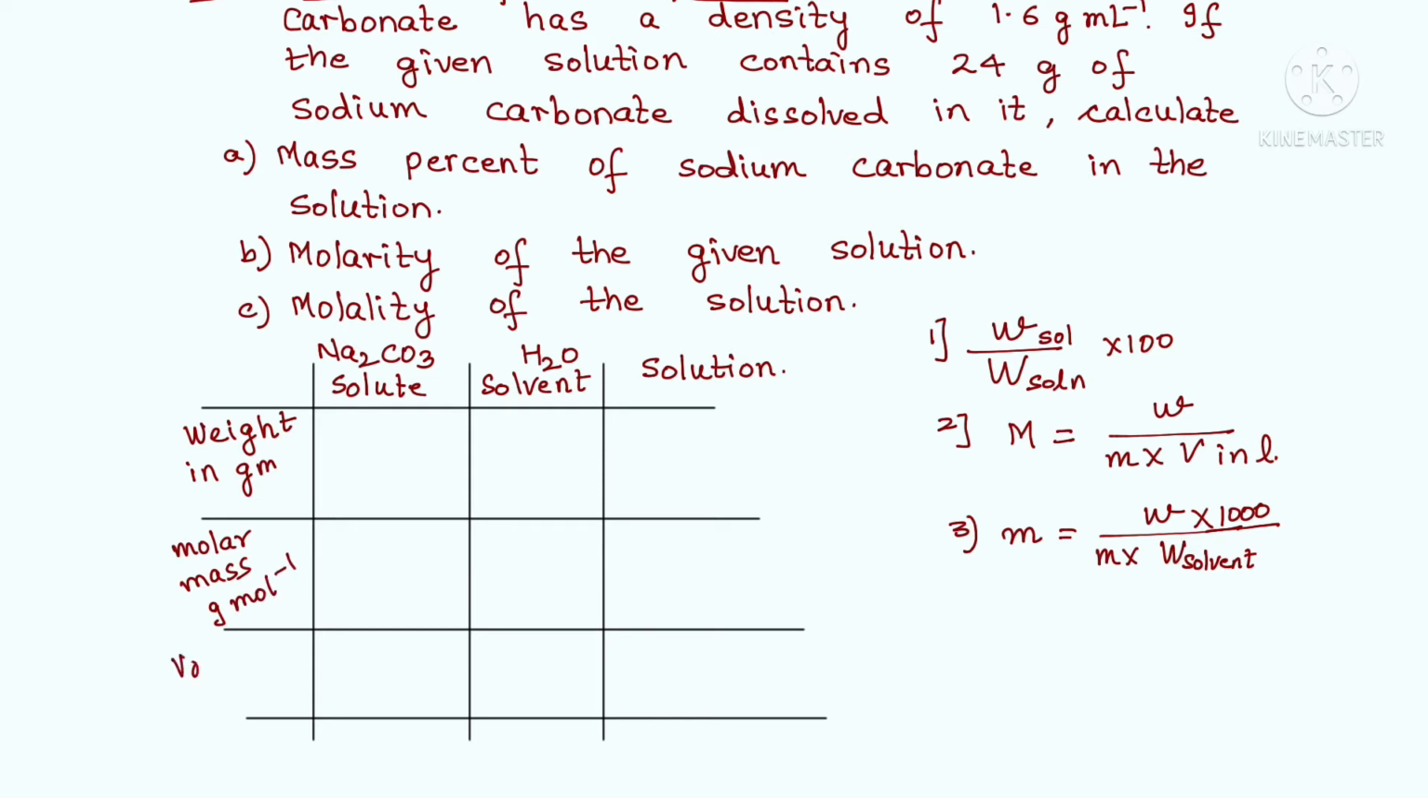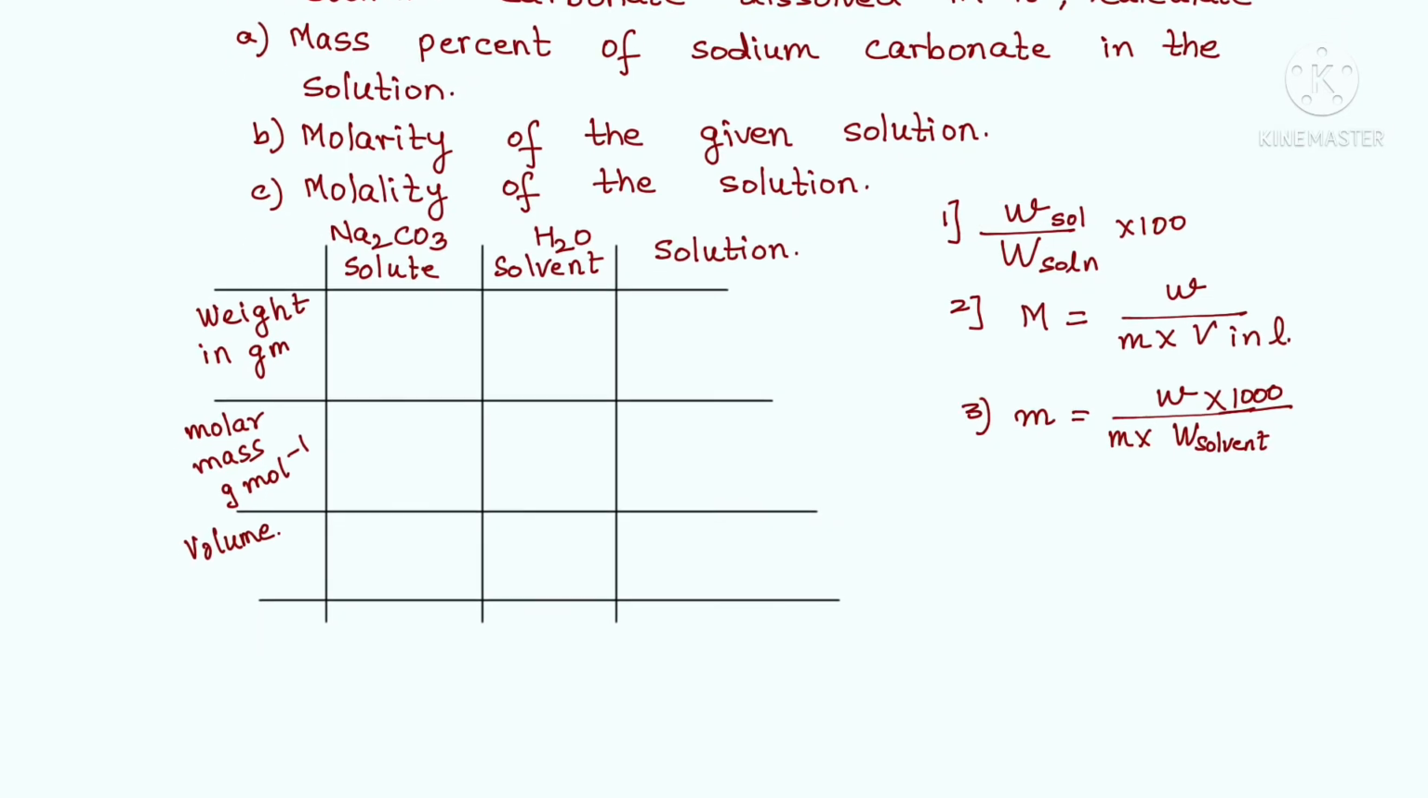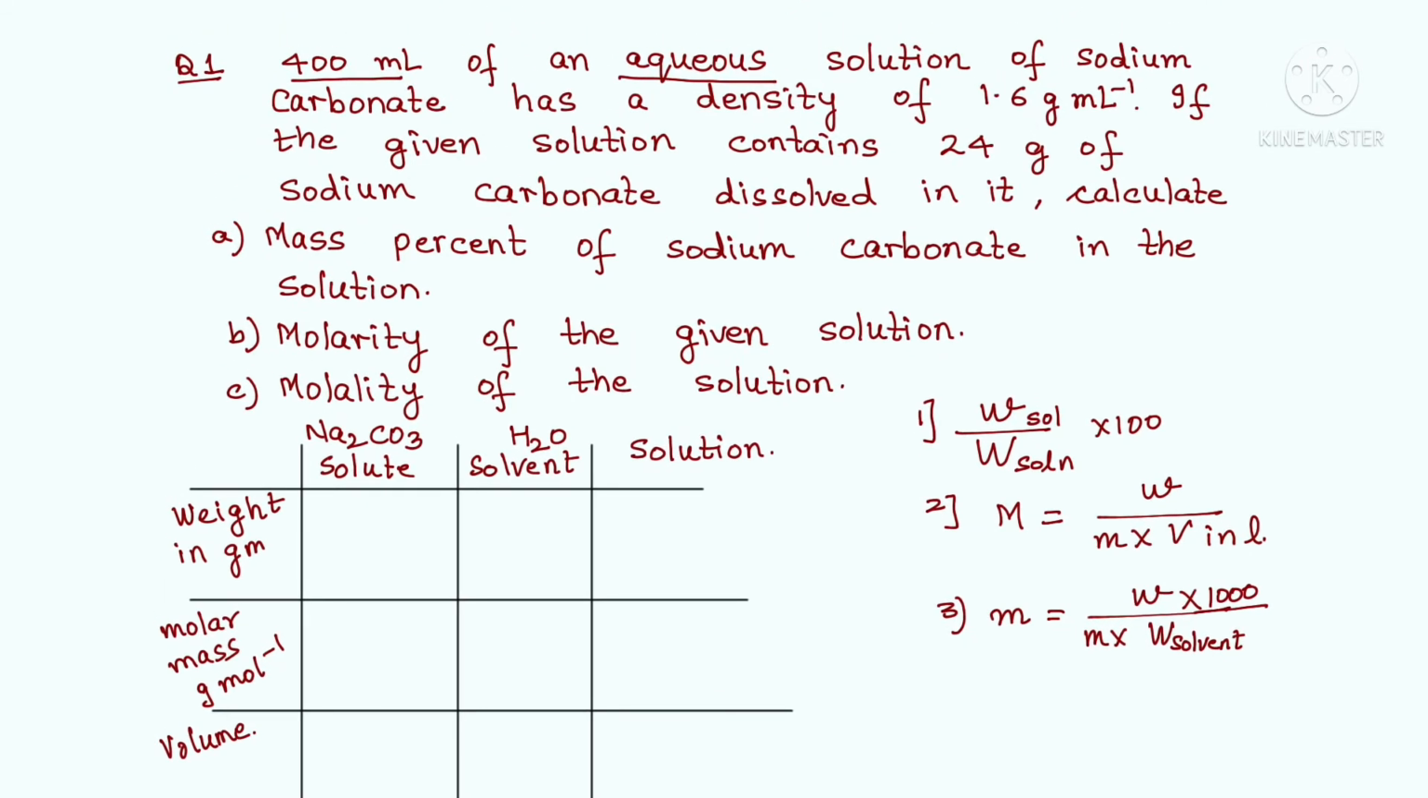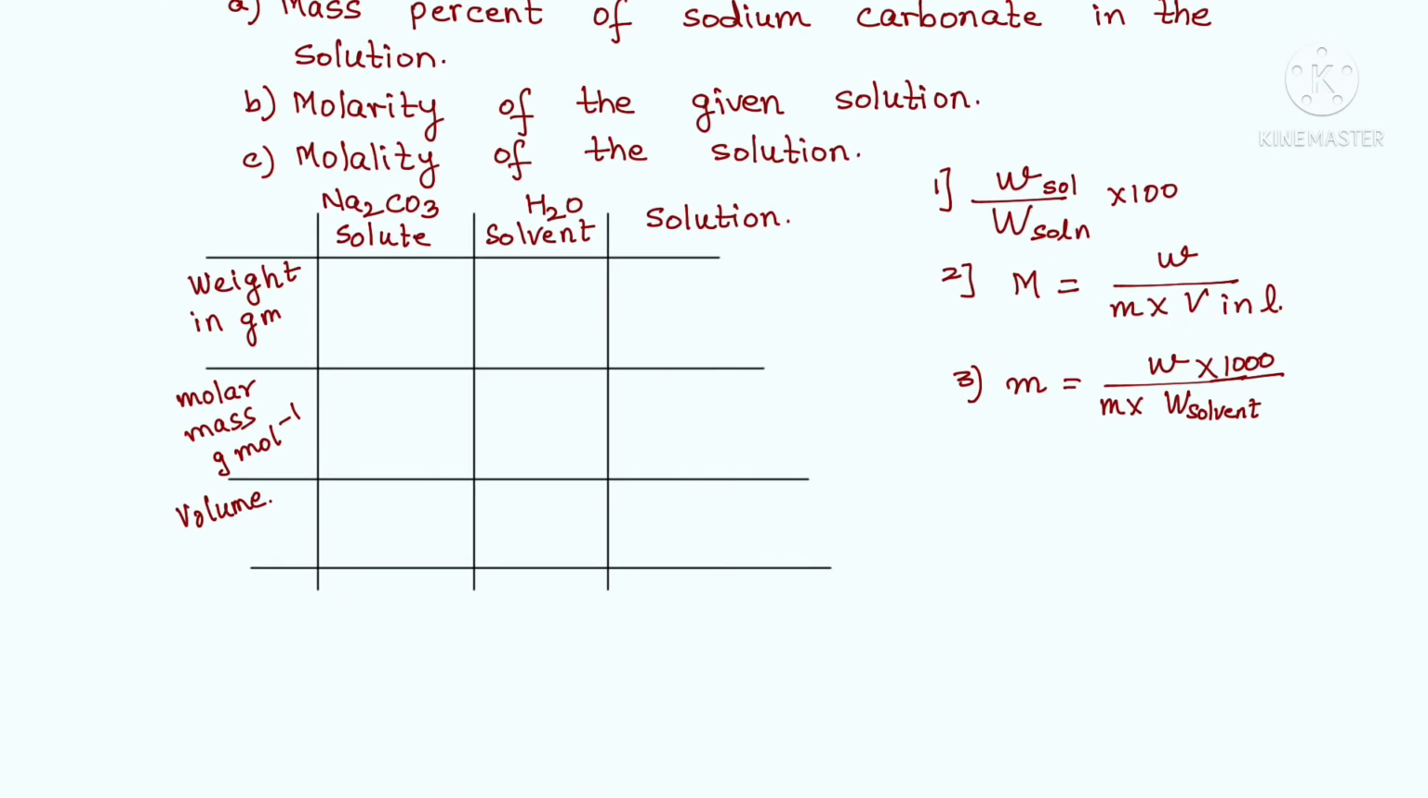Then I am going to talk about volume. Is there anything else that we need? Let's see. Okay, yes, there is one more. There's density provided to us, right? And that density is of the solution. So let's make one more column over here, density, right? Of course, we won't have the density of the solute and the solvent, but there's no harm in doing that.